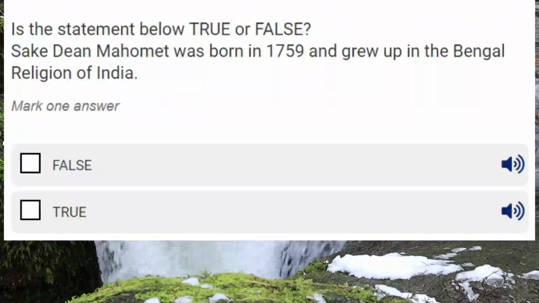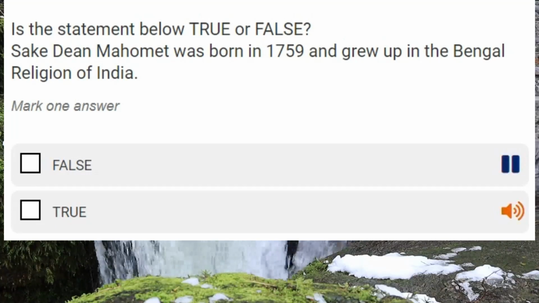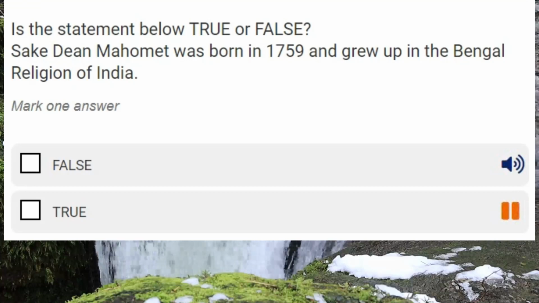Is the statement below true or false? Sheikh Deen Mahomet was born in 1759 and grew up in the Bengal region of India. False. True. The correct answer is true.